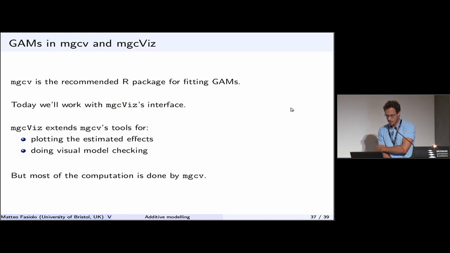In terms of software, you might have used MGCV, which is the recommended R package for fitting GAM models. But today, we use the mgcViz R package, which is an extension of MGCV, which adds a better method for plotting the estimated effects, and also many more methods for doing visual model checking. I think it's nice for a workshop like this. But of course, most of the computation, all the model fitting, is done by MGCV anyway.